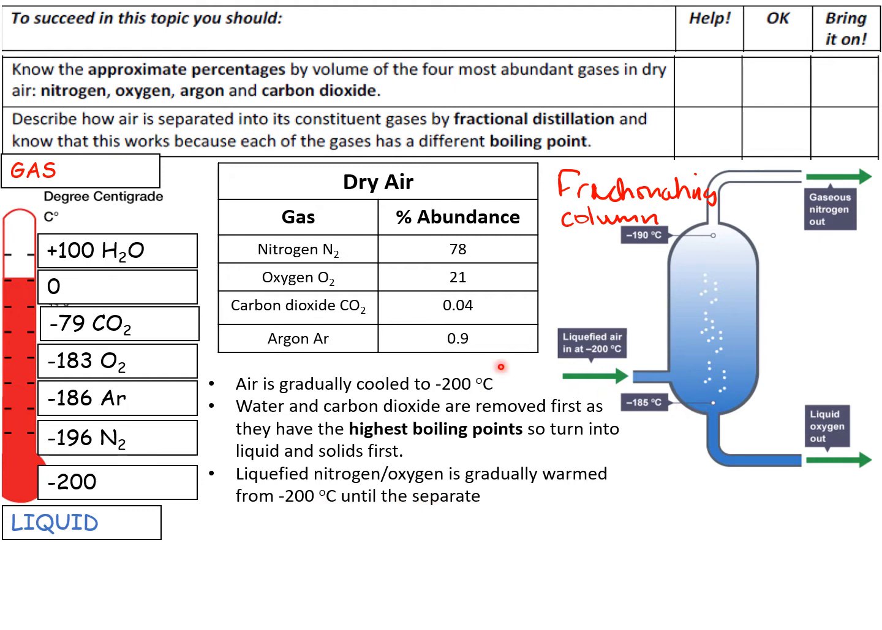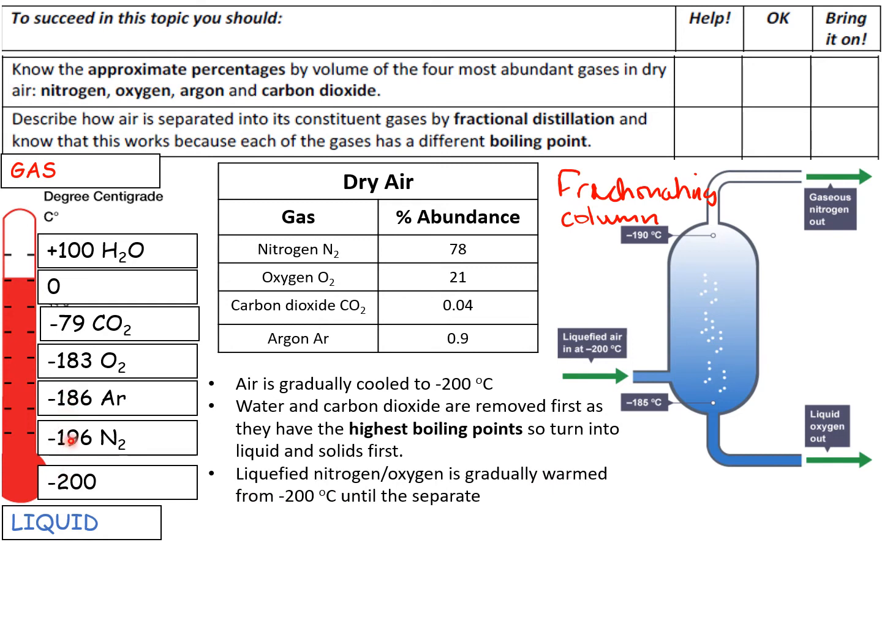So if we look at the gases going through here, we've got oxygen, argon and nitrogen. We're going to ignore argon because there's such a low percentage of it, and that's removed at a different stage, which you don't need to know, so don't worry about argon. We're just going to be looking at your oxygen and your nitrogen. So let's say your oxygen and your nitrogen come through here, and then your liquefied nitrogen and oxygen is gradually warmed from minus 200 until they separate.